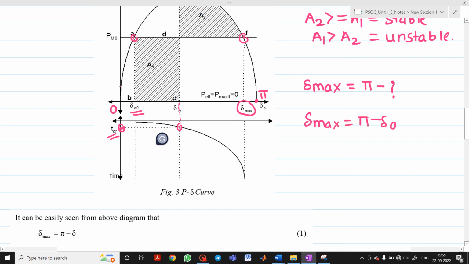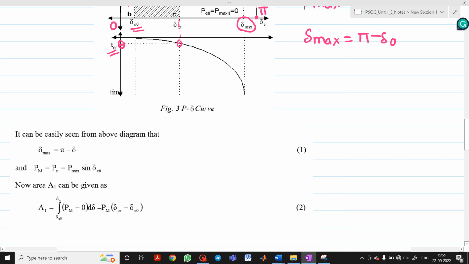Please see it carefully. This distance and this distance are the same. So from the total pi, if I subtract this distance, which is the same as this distance, delta 0, then you will get the answer for the maximum load angle, delta max. Now we know PM equals PE equals P max into sine delta 0. Where will you obtain this? At point A.